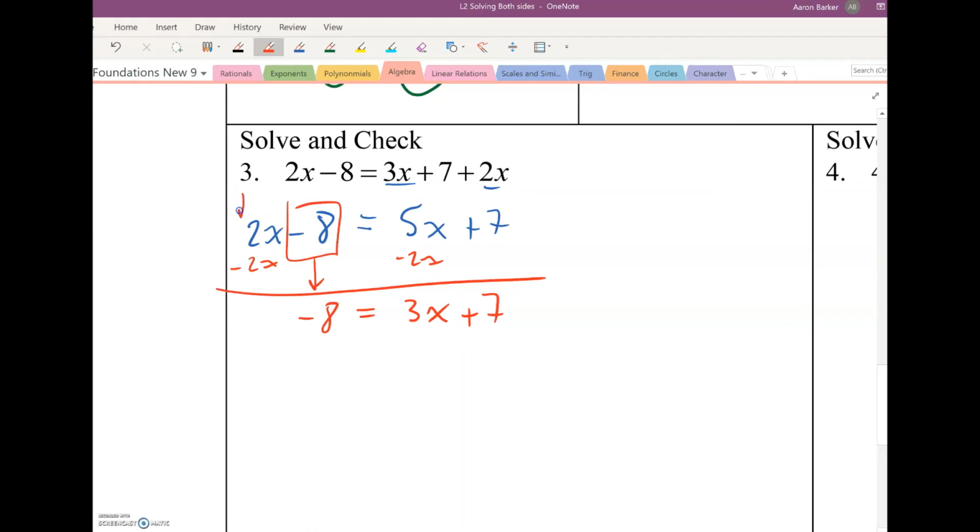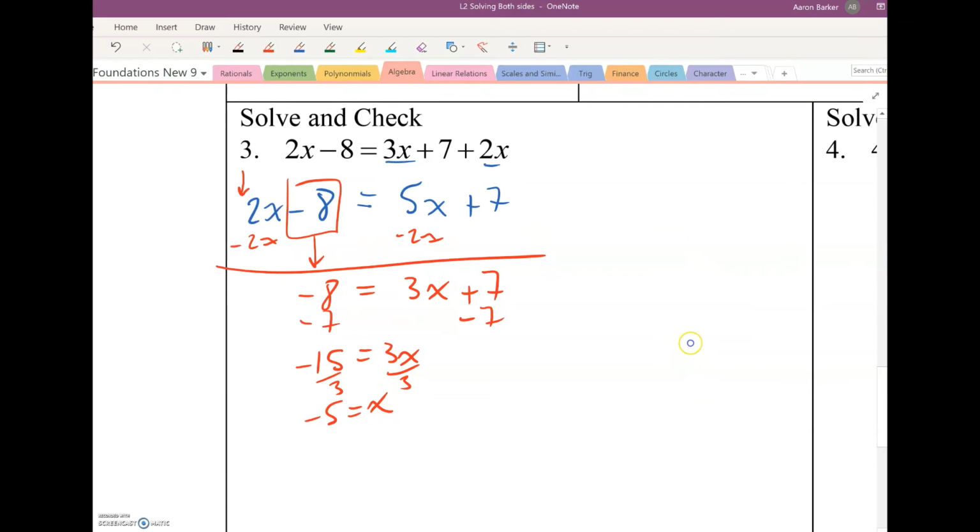So again, I look in front of the 2 to decide how to move it, and it's a plus 2x, and that's why I went minus 2x. Now I'll move my 7 over because I have my 3x on the right side. I'll just take my 7, move it over, minus 7, both sides. I get negative 15 equals 3x. And I'll divide by 3. And I'll get negative 5 equals x. Good. So now I'll do a quick little check.